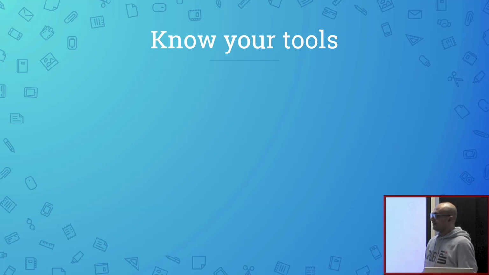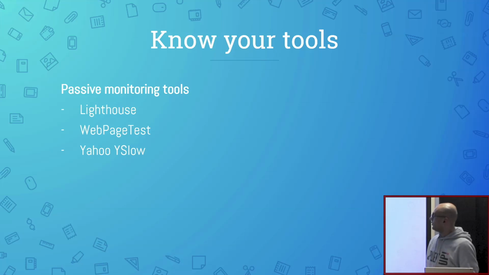You have to know your tools when we talk about web performance, right? The very first category of tools are passive monitoring tools. These are like Lighthouse, which is now integrated into the Chrome DevTools; WebPageTest, which is a third-party application that you can use, which tests your application from 3 different parts of the world, like different countries, and lets you know how your app is performing during all of those interactions; and Yahoo YSlow, which is an older tool, but it's still very useful.